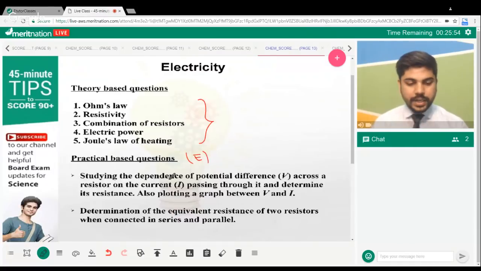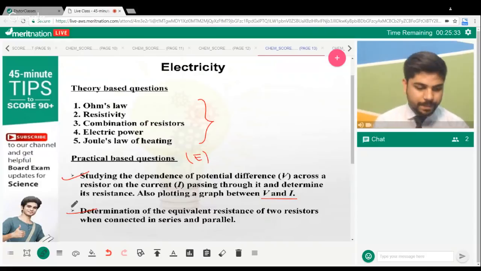Studying the dependence of potential difference V across a resistor on the current passing through it and determining its resistance. Also, you have to plot a graph between V and I. So the questions based upon such experiments can be asked. Okay. And the determination of the equivalent resistance of two resistors when they are connected in series or different combinations like parallel, the questions can come from this type also.